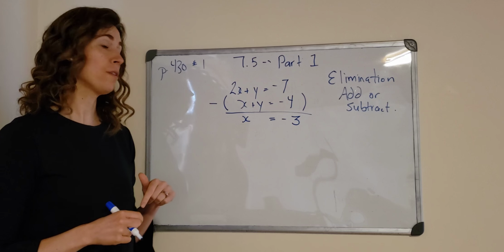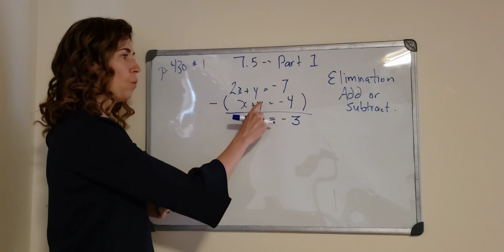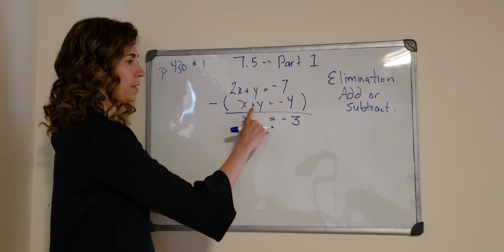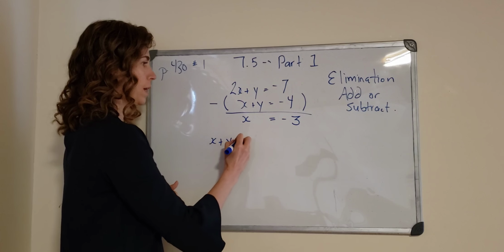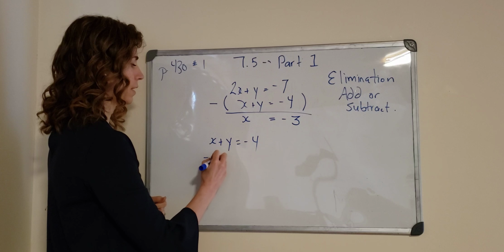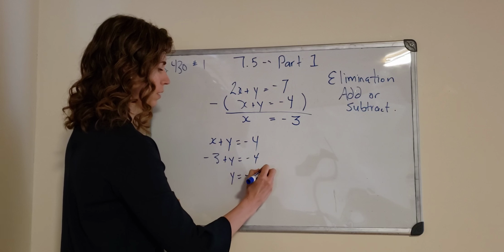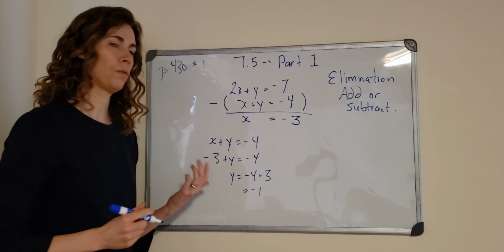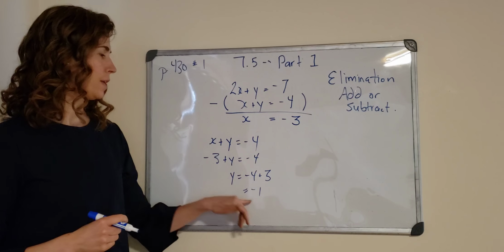Now, the easiest way to get our other variable is to use substitution. So now that I know this, pick one of these equations, it doesn't matter which one, and solve for y. I'm going to pick the second one because you can see it's a little bit simpler to solve for y. So if I take that x plus y equals negative 4, I'm going to plug in the x. So negative 3 plus y equals negative 4. Y would equal negative 4 plus 3, so it would be negative 1. Okay, so pretty quickly, we just solved this. We found that x is negative 3, y is negative 1.